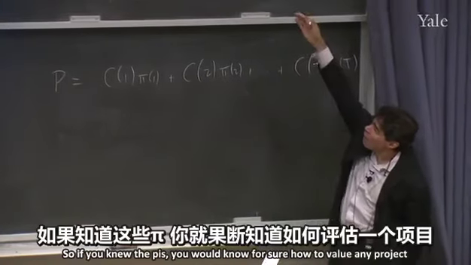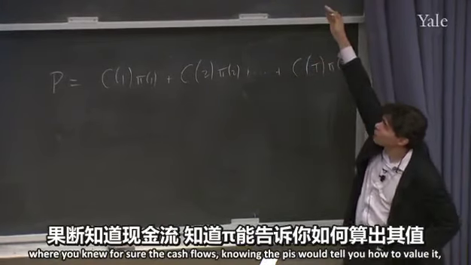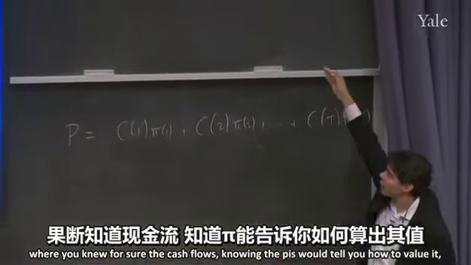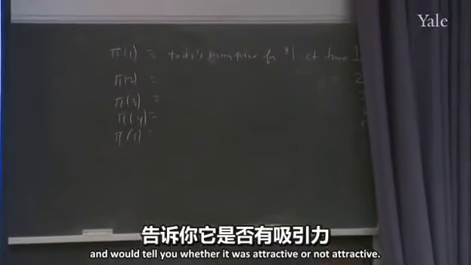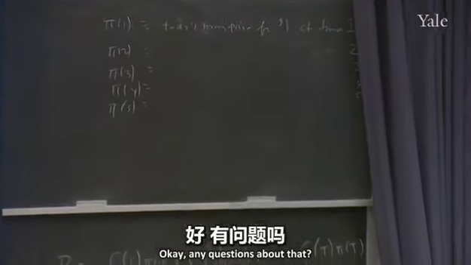So if you knew the pi's, you would know for sure how to value any project where you knew for sure the cash flows. Knowing the pi's would tell you how to value it and would tell you whether it was attractive or not attractive. You just look at how high the present value is. Okay, any questions about that?